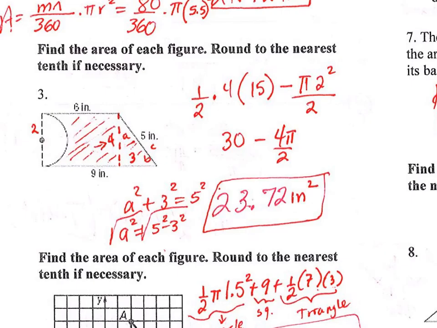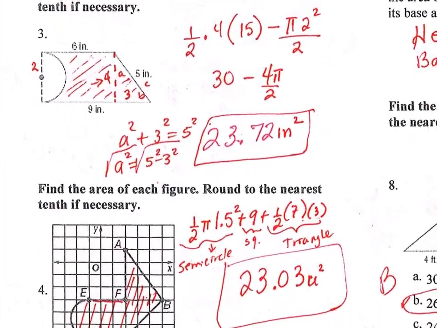So that's the height, and then that is the diameter, so half of the 4 is 2. So it's 1/2 times the height 4 times 15, base 1 plus base 2, minus pi r squared divided by 2. And what I didn't do the first time that I had my answer key is I didn't divide by 2, and that's why my answer was like 40 something. So anyways, the answer is when you subtract 4 pi divided by 2 from 30, which is the answer from here, it's 23.72 square inches. So that was number 3.